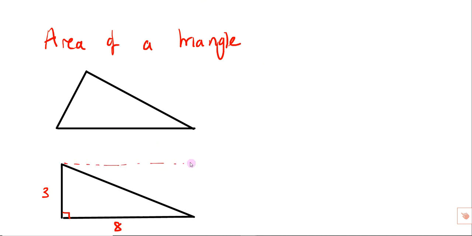Exactly. So what we can do there is find the area of the rectangle that would be made. So 3 times 8 is 24. And then we halve it, so we divide it by 2. So the answer would be 12. Now I better put some units in, so let's say it's centimetres, so square centimetres.